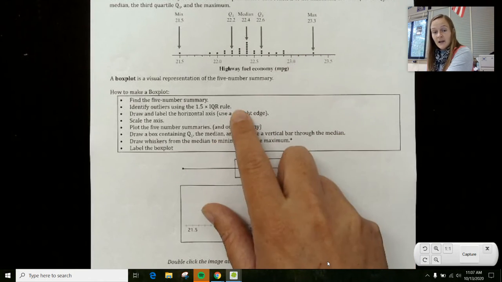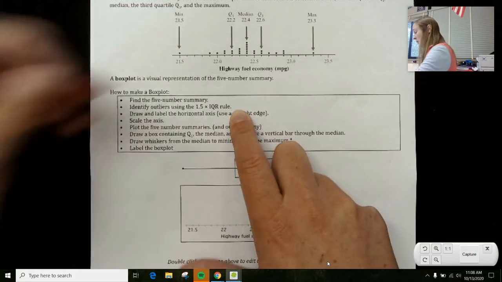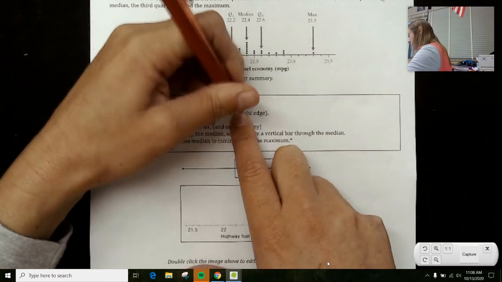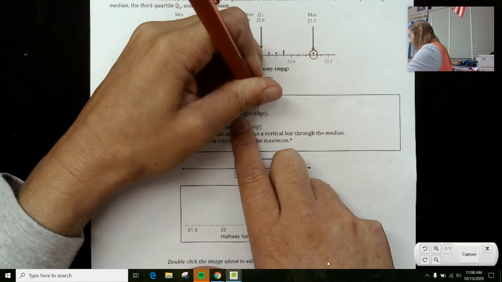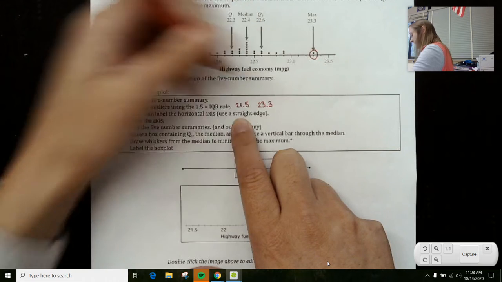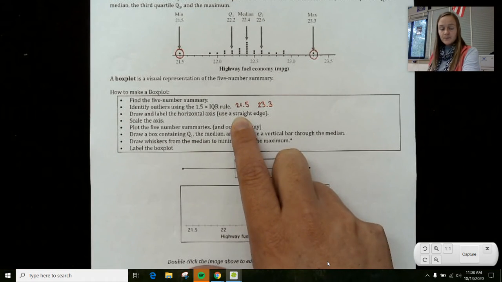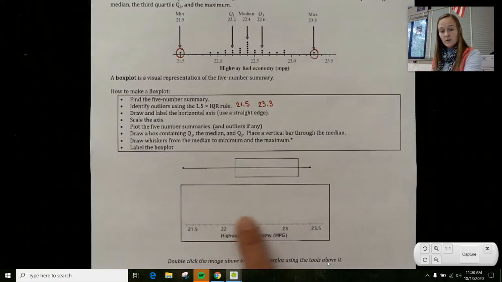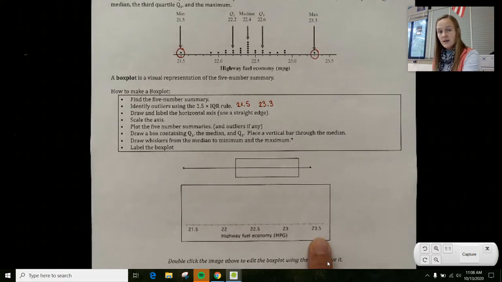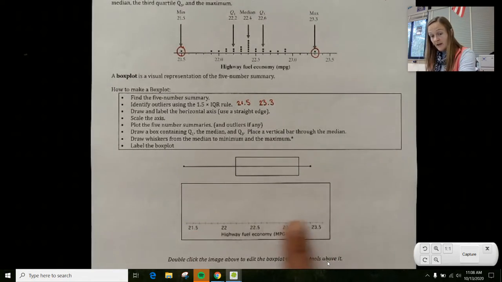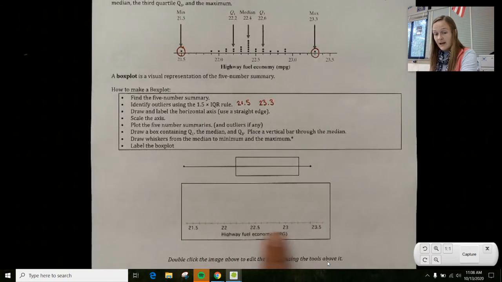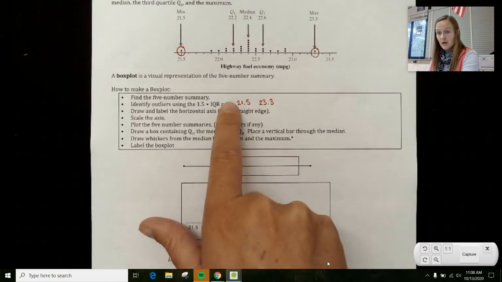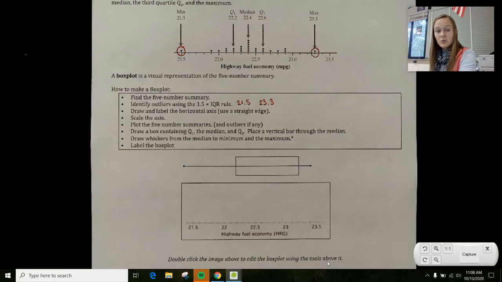Then you want to identify outliers. In the last page, we decided that this was an outlier, 21.5, and we decided that this was an outlier, 23.3. We identified the outliers. Then we want to draw a horizontal axis and label it. So notice I have a horizontal axis down here. My data values go from 21.5 to 23.5. I just have that exact same number line that I do for my dot plot up here. Now I want to plot the 5-number summary.